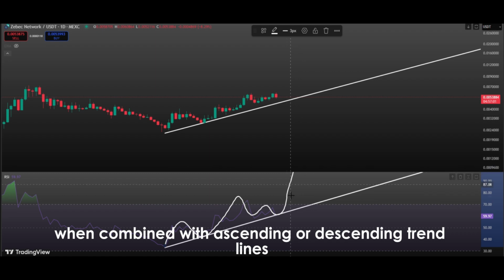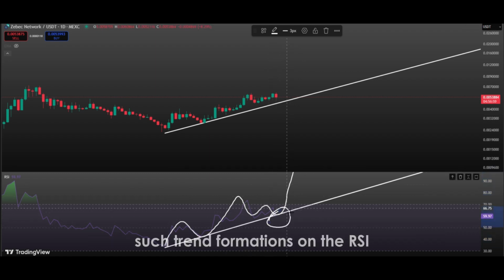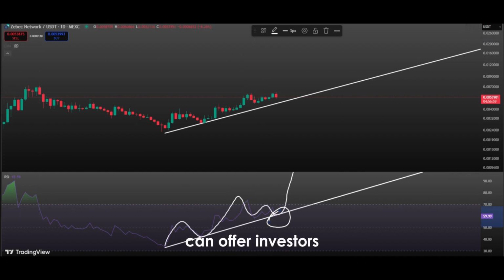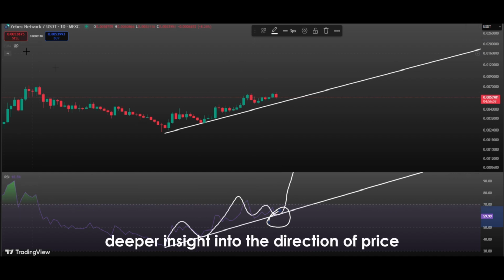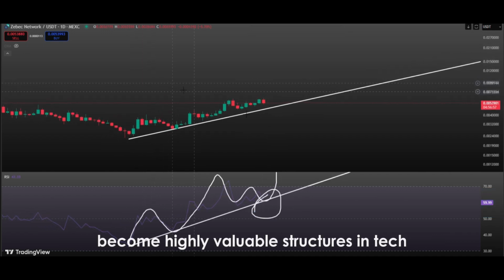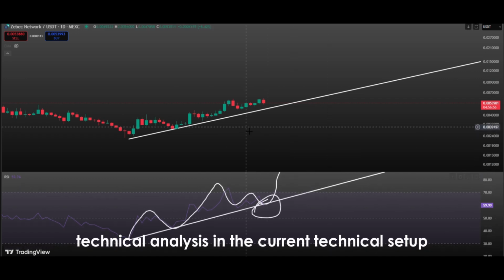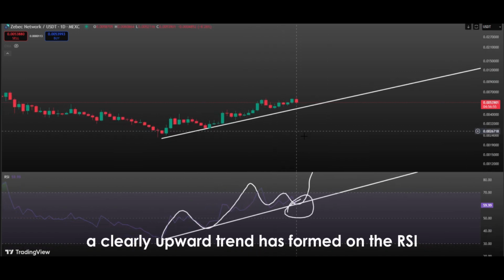When combined with ascending or descending trend lines, it can generate much more effective signals. Such trend formations on the RSI can offer investors deeper insight into the direction of price movement. At this point, ascending trend lines forming on the RSI become highly valuable structures in technical analysis. In the current technical setup, a clearly upward trend has formed on the RSI.